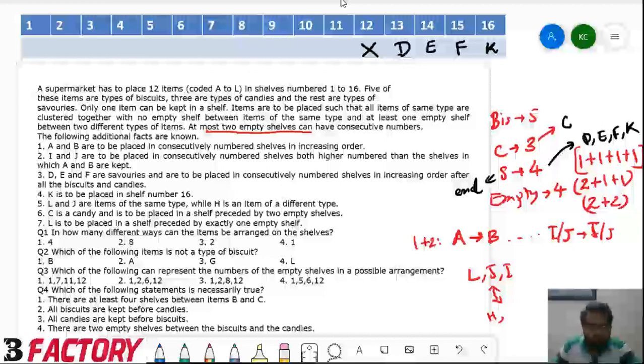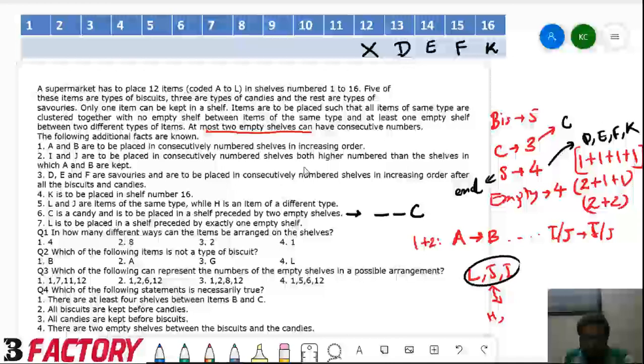C is to be placed in a shelf preceded by 2 empty shelves. Now this is very important. So C is in a shelf which is preceded by 2 empty shelves. So what we'll do is write here 2 empty cells followed by C. L is to be placed in a shelf preceded by exactly 1 empty shelf. So we have 1 empty shelf, then L.